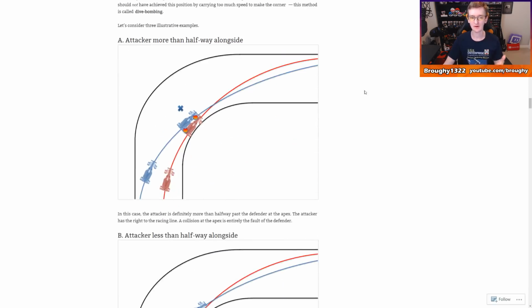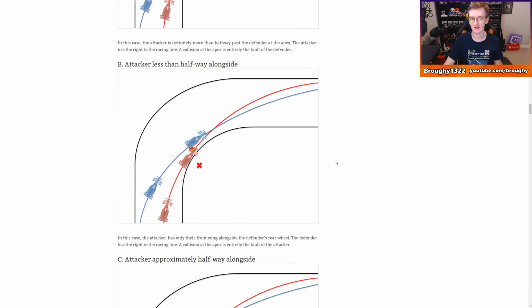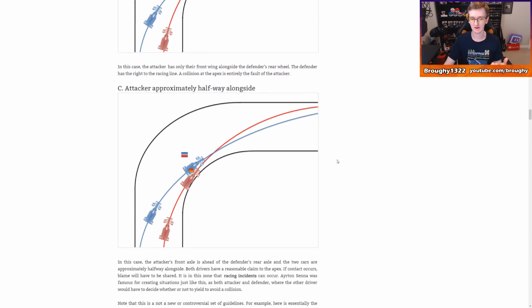And as usual, we've got when the attacker is more than halfway alongside, any collision is the fault of the defender when the attacker is going up the inside. If the attacker is less than halfway alongside, then any collision is the fault of the attacker. And then when the attacker is approximately halfway alongside, it's a racing incident and both drivers could have really done something differently.